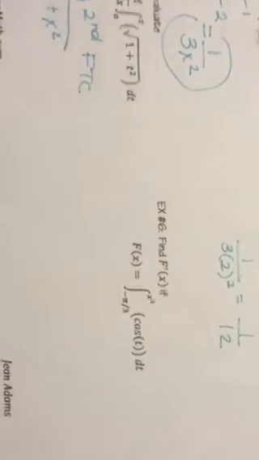Well, now they want us to take, this is a whole different example, find the derivative of our function given that our function is this. Well, we have to use the first fundamental theorem of calculus, which gives us sine of t, and we're going to evaluate it from negative pi thirds to x cubed, which is then sine of x cubed minus sine of negative pi thirds. So we have sine of x cubed plus square root of 3 over 2.